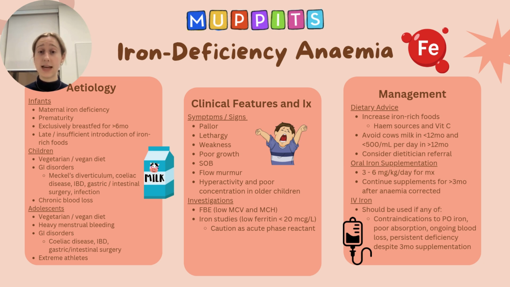In adolescents, again, very similar. It's going to be a vegetarian or a vegan diet, so poor intake, heavy menstrual bleeding being the most common in adolescents with the uterus, GI disorders again, and in extreme athletes as well, that can be a cause.